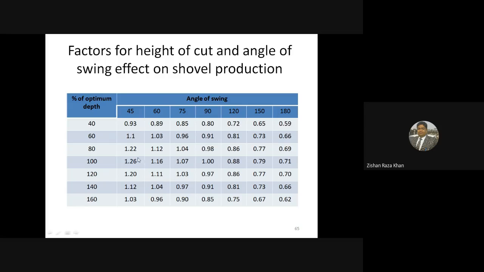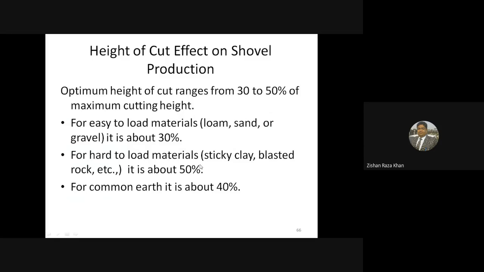And this position is considered to be best for all the available cases wherein angle of swing is minimum 45 degree and depth of cut is at 100. But this type of situation is very hard to achieve, and it requires a lot of favorable factors for the managers. If it is available, then you can get the benefit of it, but nevertheless, try to achieve this figure. The effect of the height of cut of the shovel on production is discussed, and we have seen it in the table as the percentage of cut.